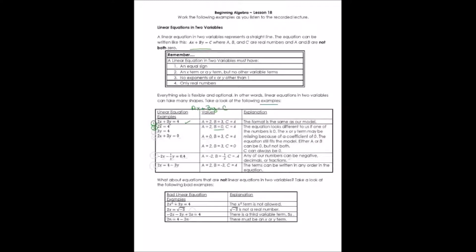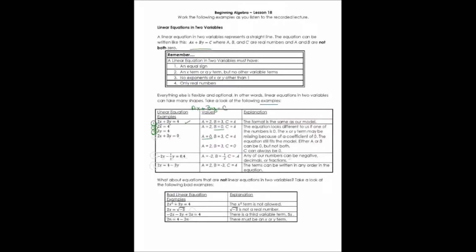It looks different if one of the numbers is multiplied times 0, if one of the coefficients is 0. But let's take a look at some other examples and see what else it might look like. Number 3, another good example, 3y is equal to 4. What happened to the x term? The x term, a was equal to 0. When a is equal to 0, the x term disappears.